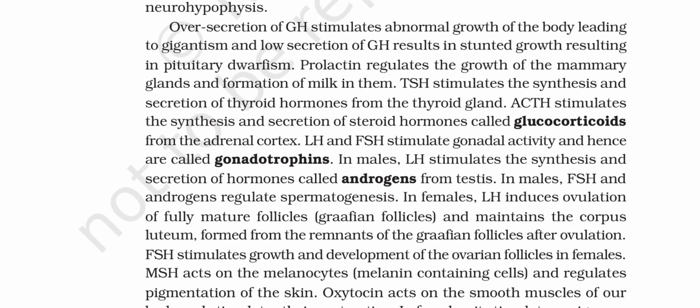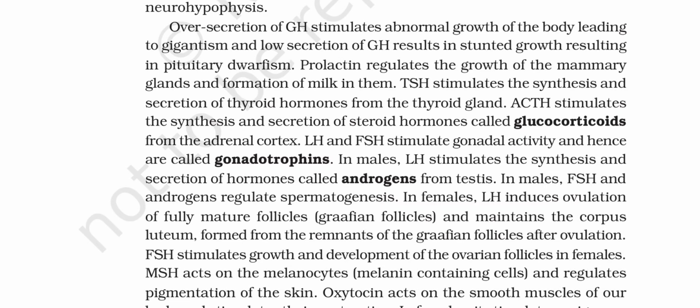Oversecretion of GH stimulates abnormal growth of the body, leading to gigantism, and low secretion of GH results in stunted growth, resulting in pituitary dwarfism. Prolactin regulates the growth of the mammary glands and formation of milk in them. TSH stimulates the synthesis and secretion of thyroid hormones from the thyroid gland. ACTH stimulates the synthesis and secretion of steroid hormones called glucocorticoids from the adrenal cortex.